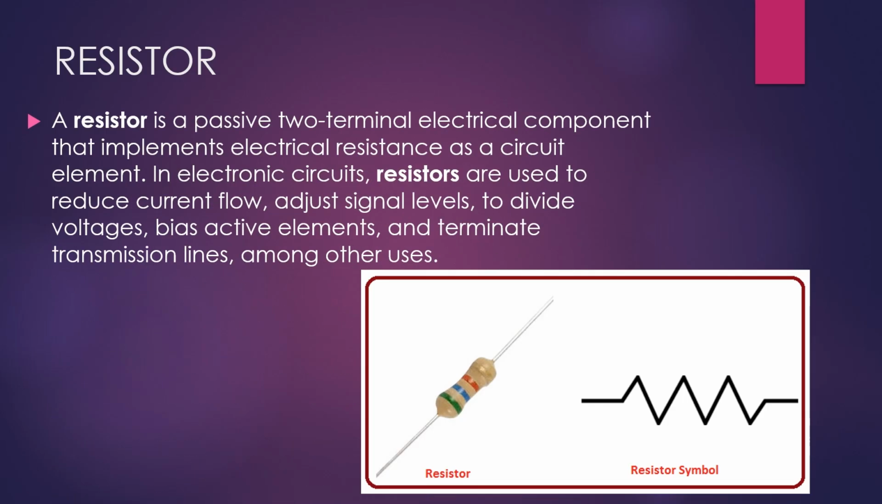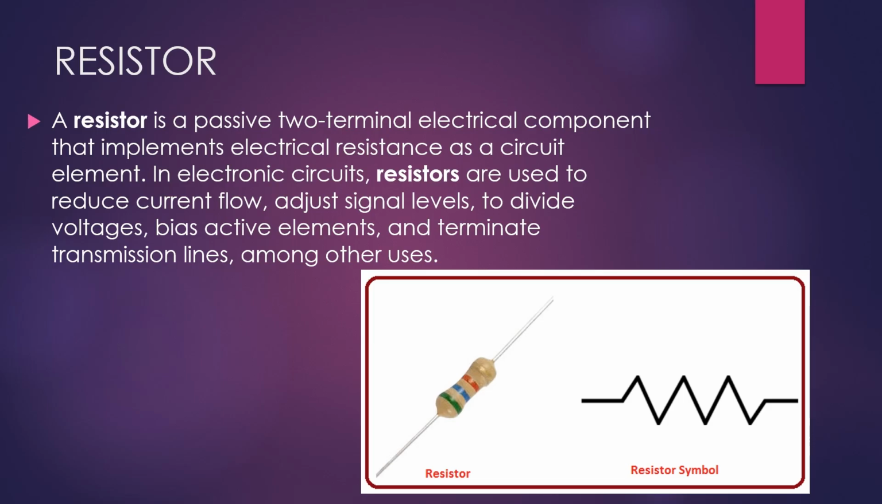So a resistor is a passive two-terminal electrical component that implements electrical resistance as a circuit element. What do we mean by passive two-terminal? As you can see, that resistor has a wire on the side and a wire on the other side. So the current can pass through from any direction. A resistor doesn't have a polarity, so you can pretty much connect it any way you want, as long as you connect it correctly on a circuit.